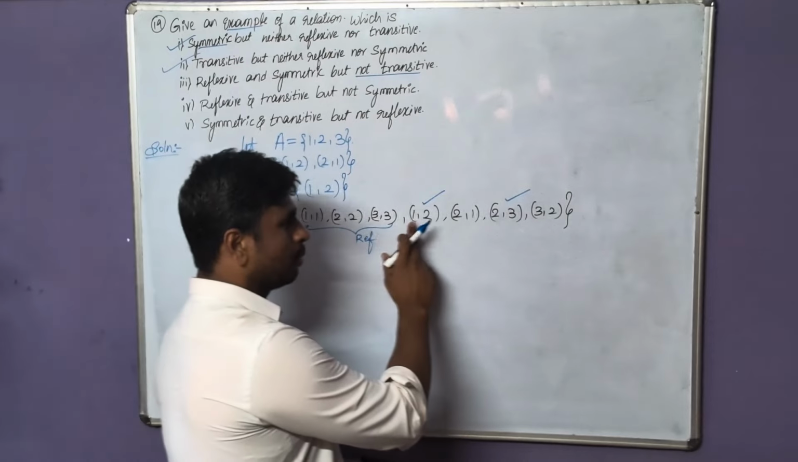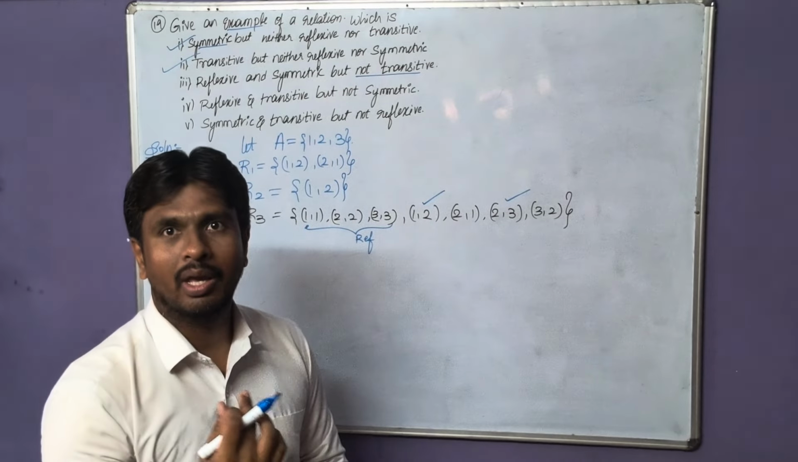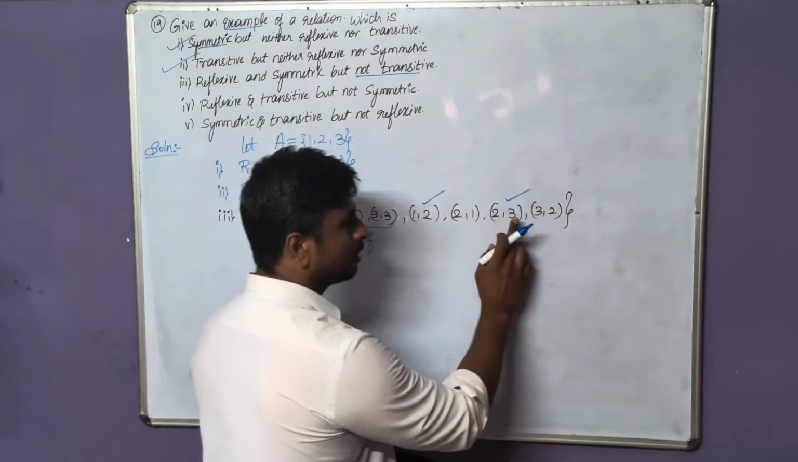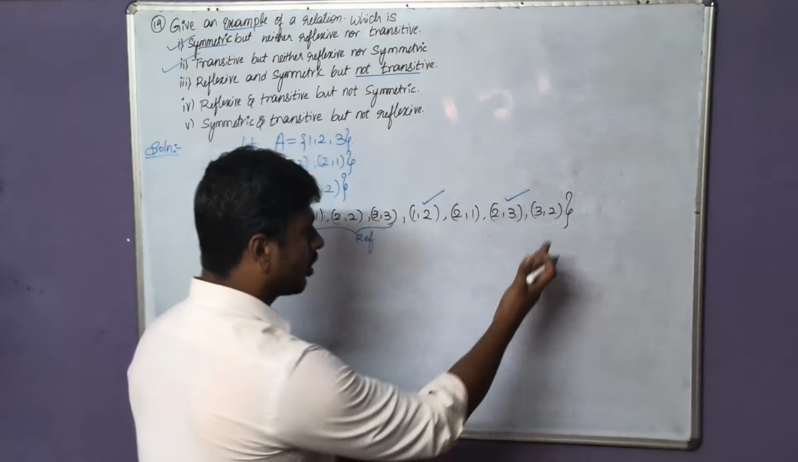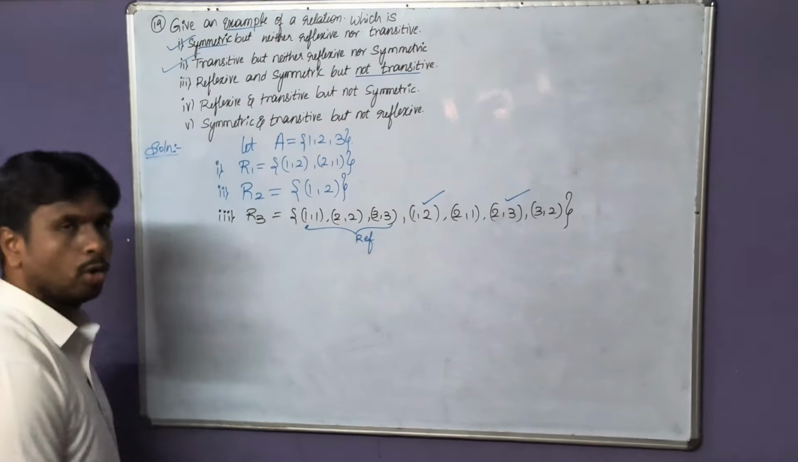It is in the form of (a, b) and (b, c) format. When we have (a, b) and (b, c), we should have (a, c) as well. What is (a, c) from this ordered pair? (1, 3). But we don't have (1, 3) and we are not writing it. Therefore, we can say that the given relation is not transitive. I hope you have understood.